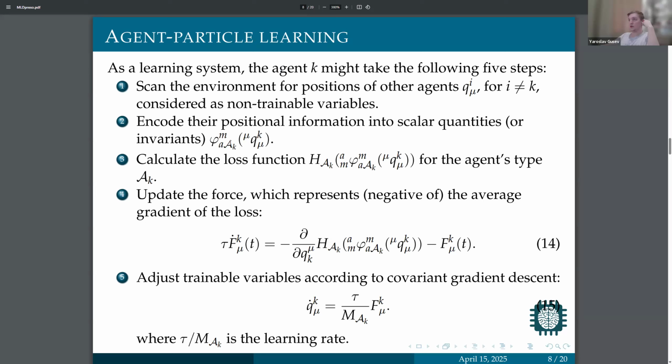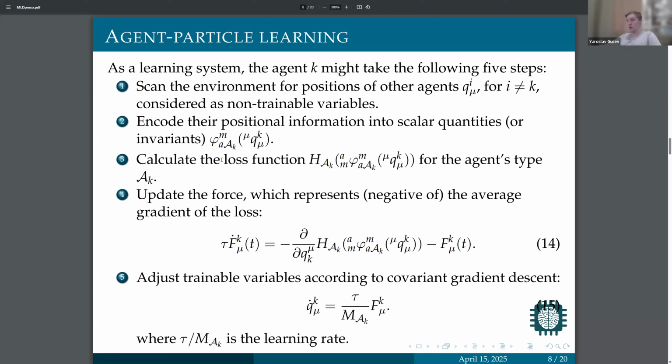This agent is mostly interested in how the invariants depend on its own position, qk. And the agent K actually treats its own position as a trainable variable, which this agent can change, actually can adjust. And how it can adjust it is the learning dynamics.